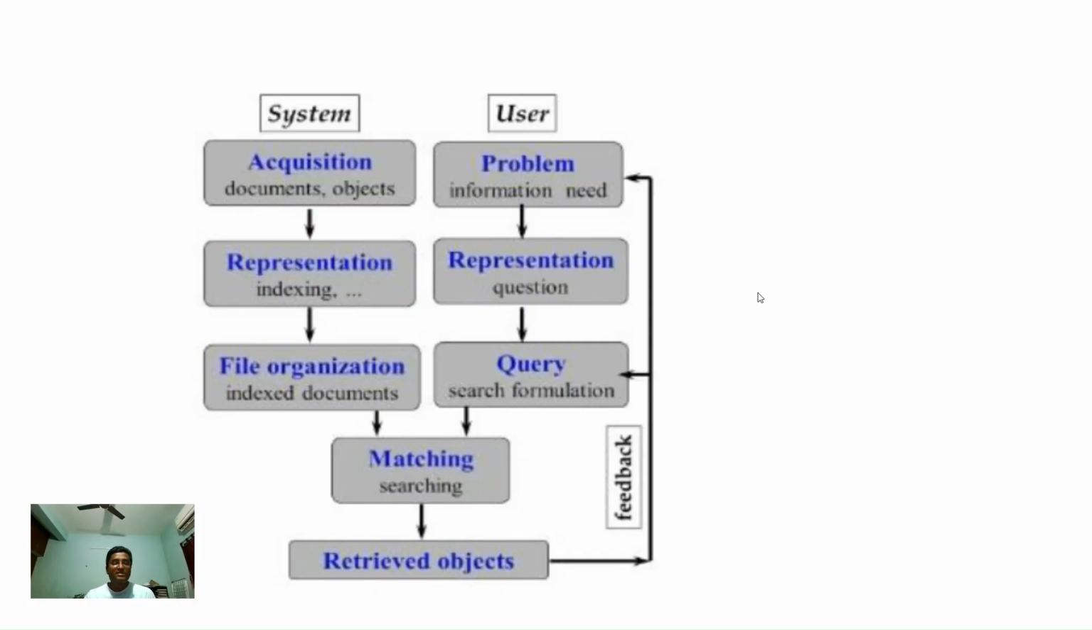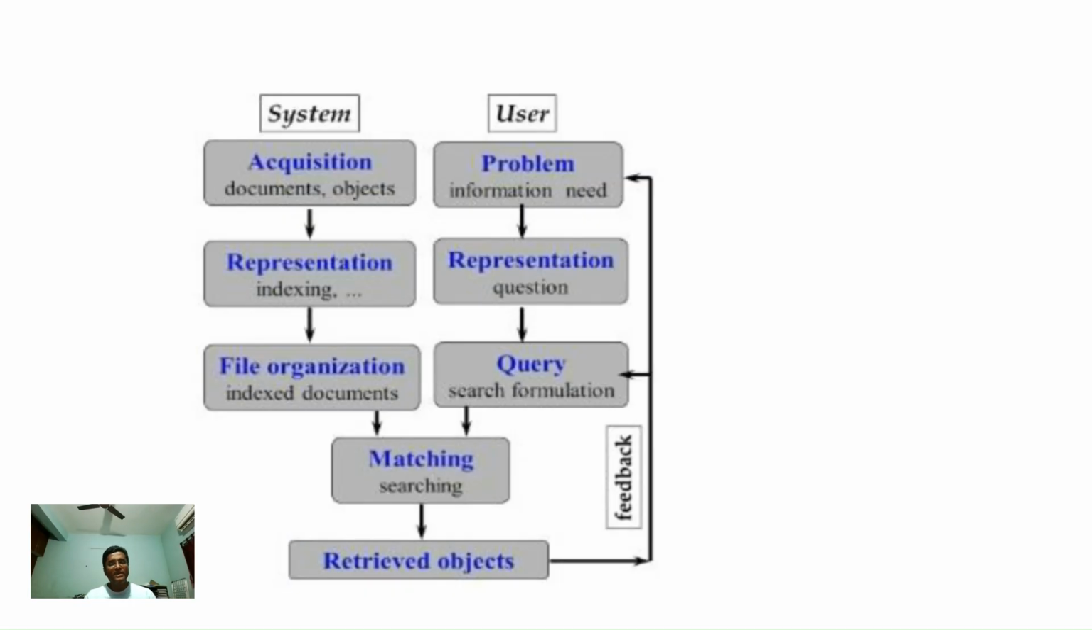As you put under the system, the acquisition includes the documents and the objects, and when it goes into the next level of representation, it includes the indexing, and the third is file organization. It has the indexed documents. Under the user, the kind of problem is what kind of information is needed, and next comes the representation. Under representation, we have the question, like what kind of question needs to be posed.